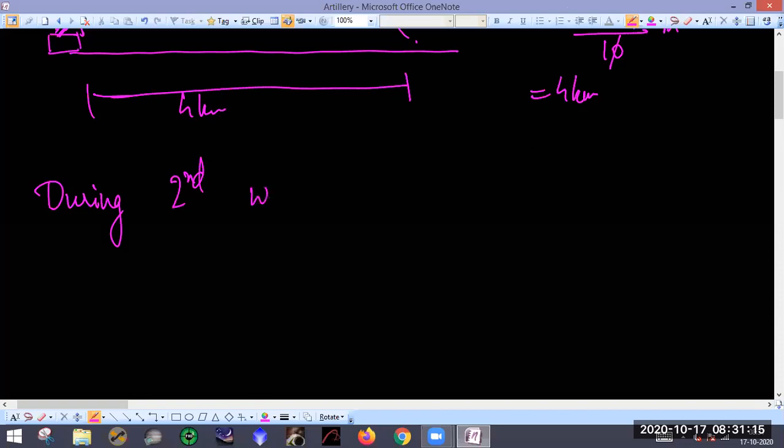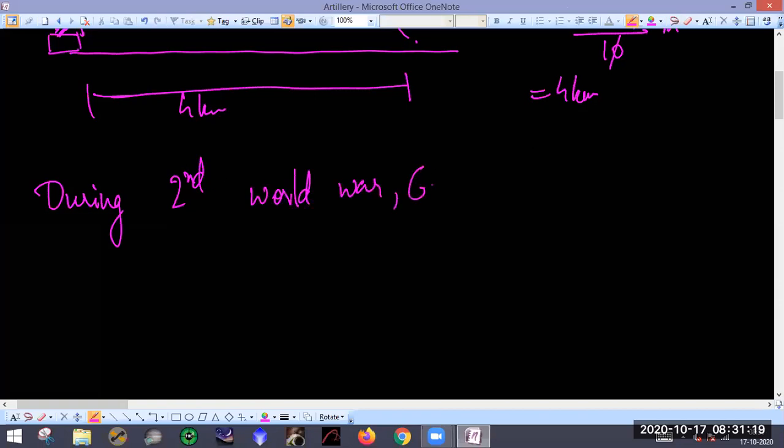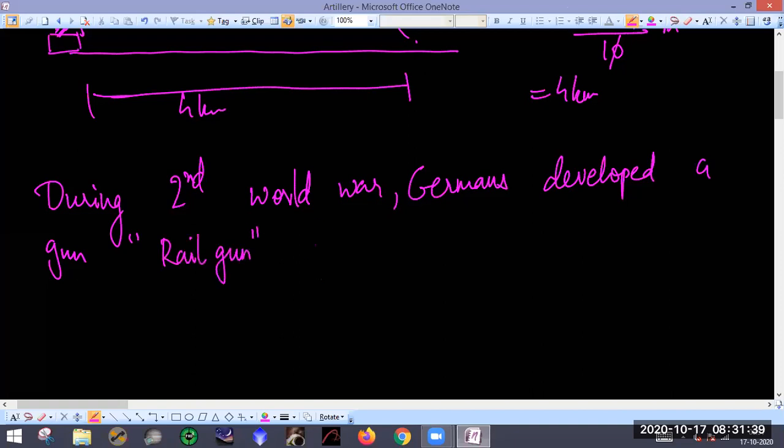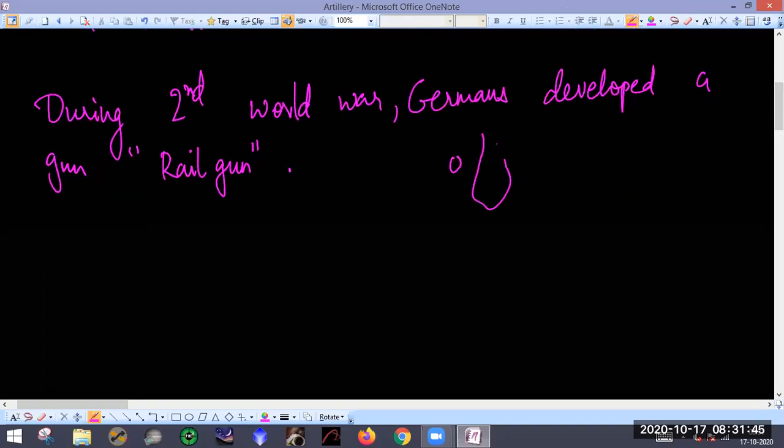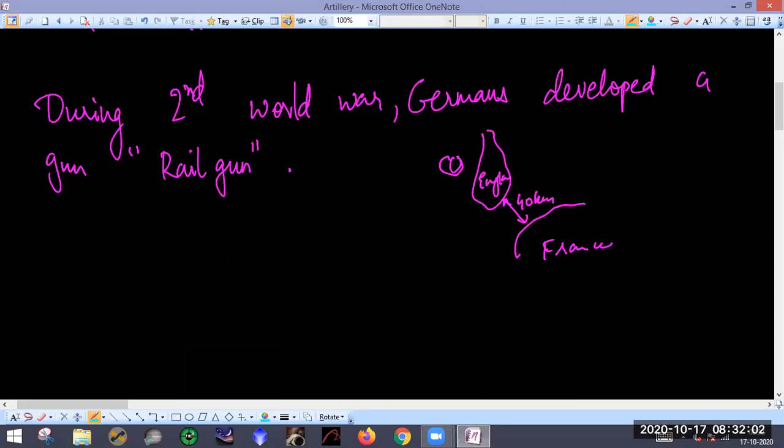Let's try reverse. A historical fact question. During the Second World War, Germans developed a gun called the rail gun. Okay, that was its name, and they used it. Europe's map here: France is here and England is here, and this is nearly about 40 kilometers or so, right? During the Second World War, Germans had captured France.